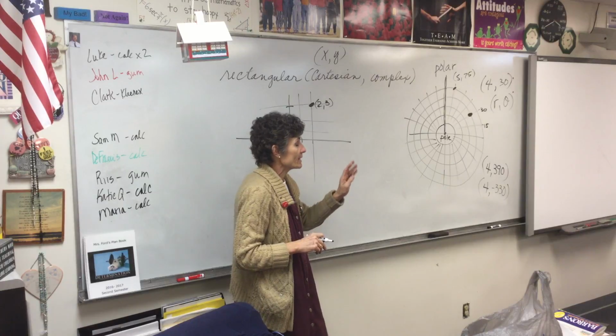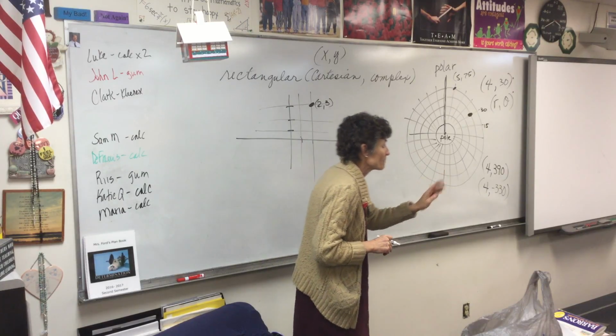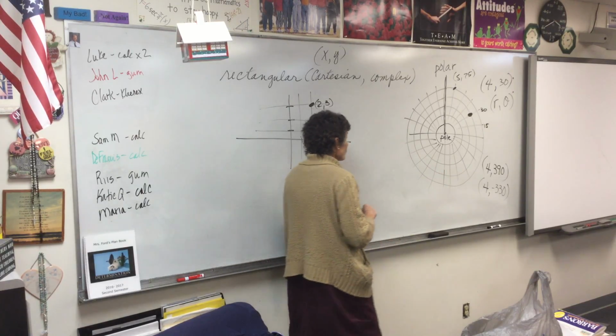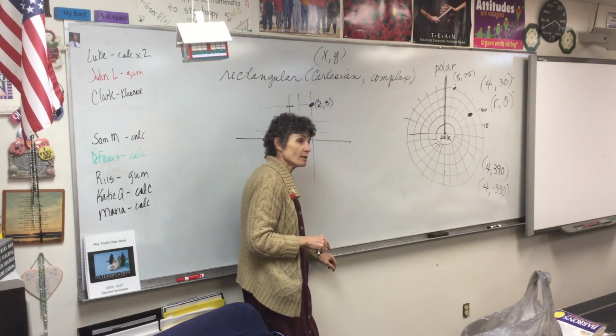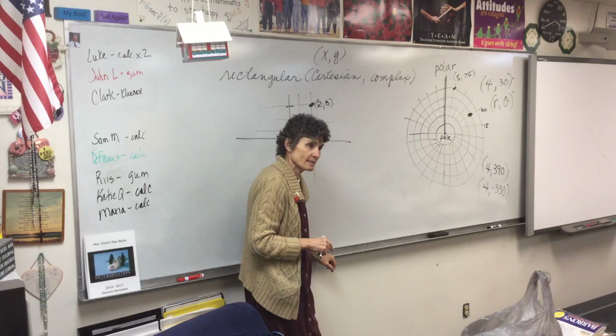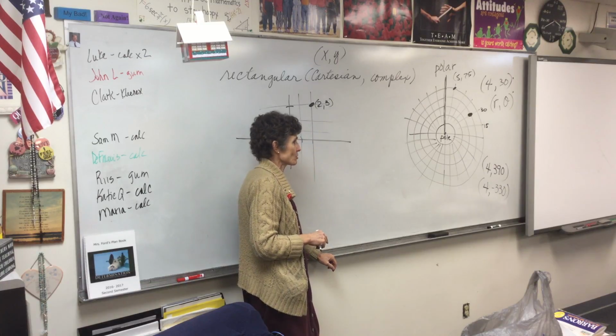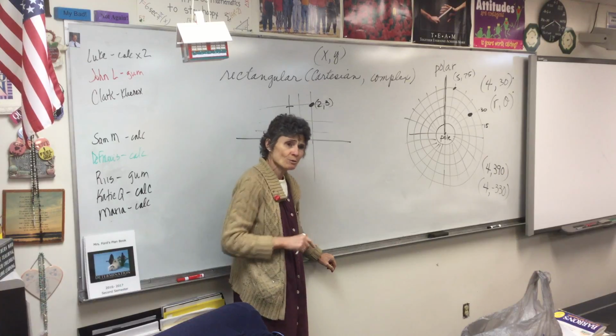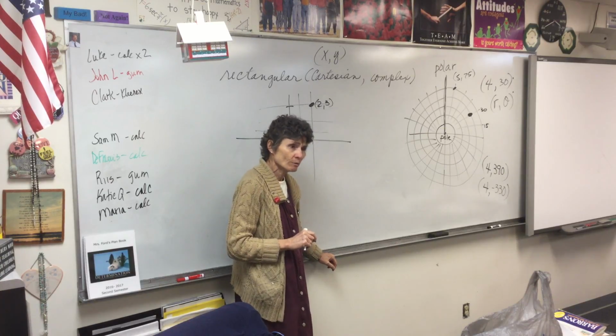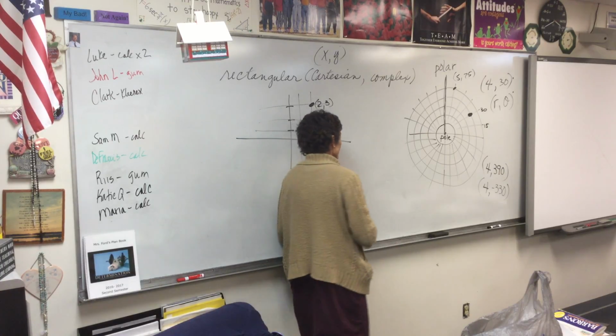All right, it gets worse than that. Because not only can you finagle the angle, but you can mess around with the radius. Wait a minute, you're saying, wait a minute. If we have to be 4 units out, 4 units is 4 units. Well, guess what?